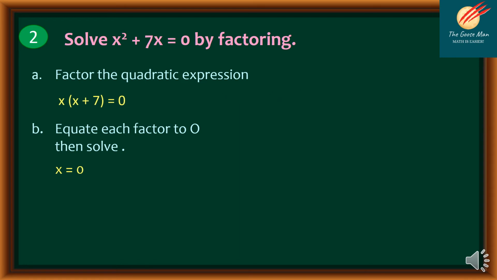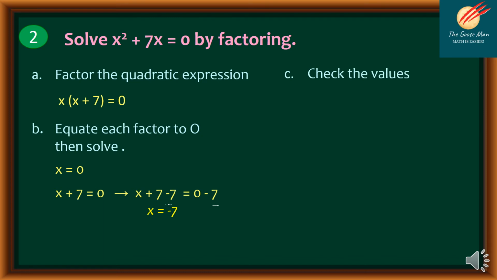The next one is x plus 7 equals 0. Take note that to maintain equality, I subtract both sides of the equation by 7. So 7 minus 7 will give us 0. Therefore, x is equal to 0 minus 7. So x is equal to negative 7.